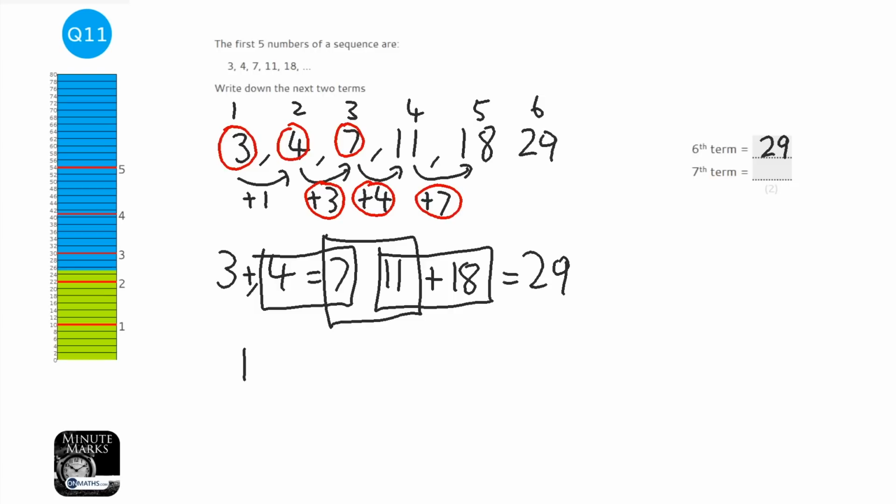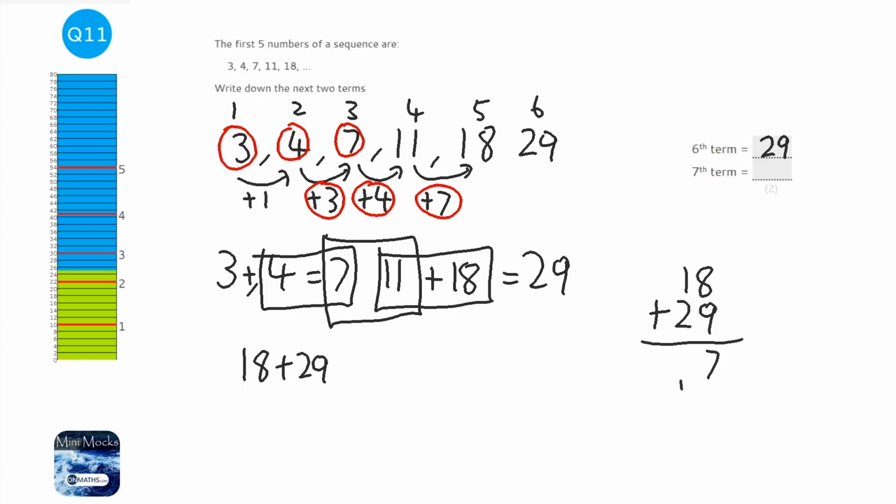Then we need to add the 18 and the 29 together. And when the numbers get big, if it's not on the calculator paper, you can just add them like this. So 9 plus 8 is 17, and that's going to be 3 plus 1, which is 4. So it's going to be 47. So the 7th term is going to be 47. So always just check that the sequence isn't a Fibonacci sequence before you start to panic and think, what is this sequence? Always check for a Fibonacci sequence, which is just that the previous 2 terms are added together to make the next term.